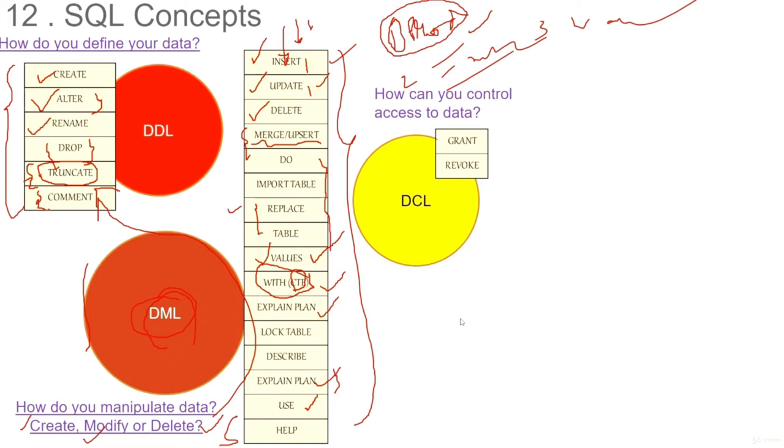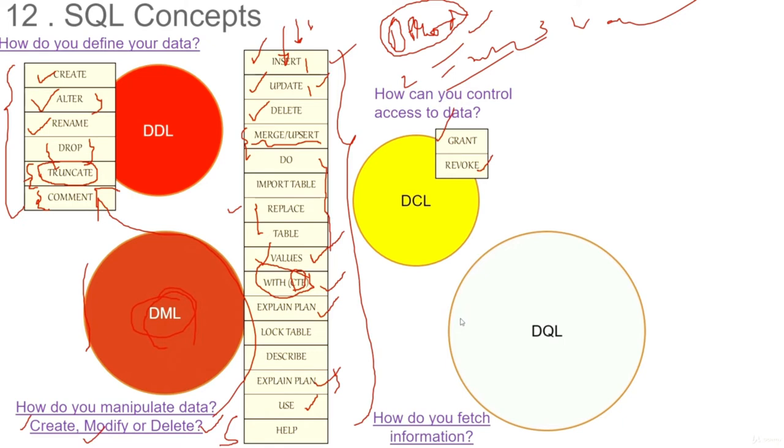So there are two constructs. One is called grant, the other one is called revoke. Grant is basically granting permissions, and revoke is taking away the permissions. So this is the syntax for that construct. We're going to look at the syntax when we actually start the working sessions.